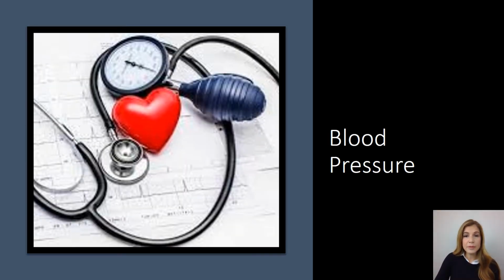Okay, let's talk about blood pressure. Blood pressure measures the pressure of the circulating blood on the walls of the arteries. Each time the heart beats, it's going to pump blood into the arteries. The pressure of the blood against the walls of the arteries when the heart pumps is called the systolic pressure, and the pressure of the blood against the walls of the arteries when the heart relaxes is called the diastolic pressure.